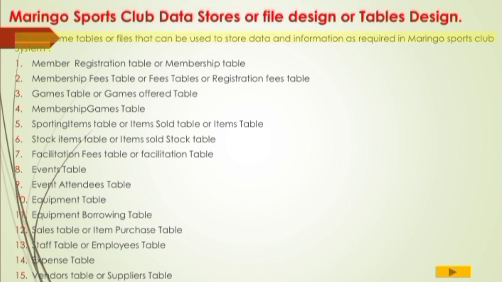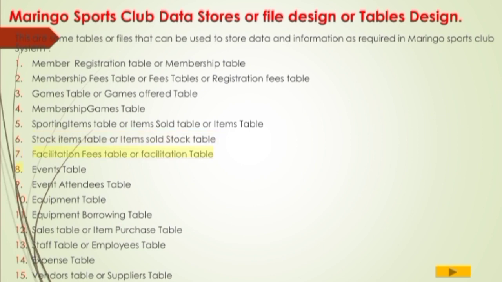These are some tables or files that can be used to store data and information as required in Maringo Sports Club System. 1. Member Registration Table or Membership Table. 2. Membership Fees Table or Fees Table or Registration Fees Table. 3. Games Table or Games Offered Table. 4. Membership Games Table. 5. Sporting items table or items sold table or items table. 6. Stock items table or items sold stock table.